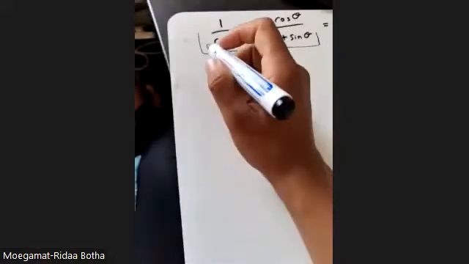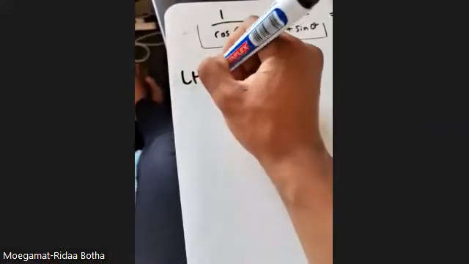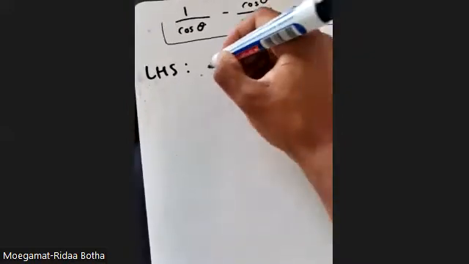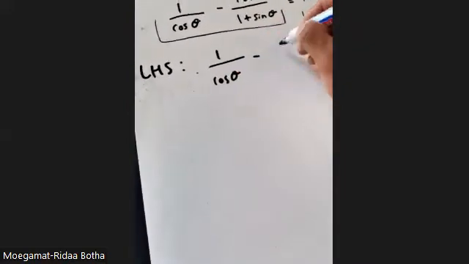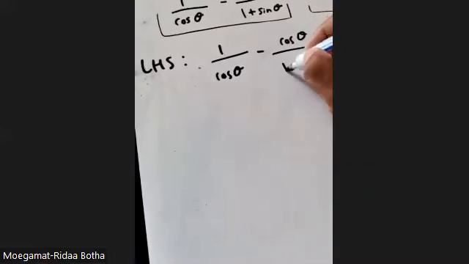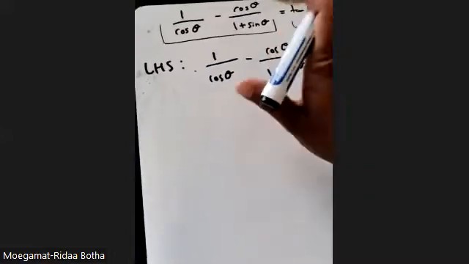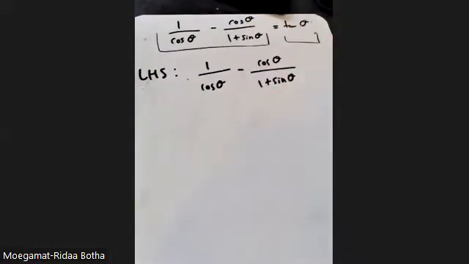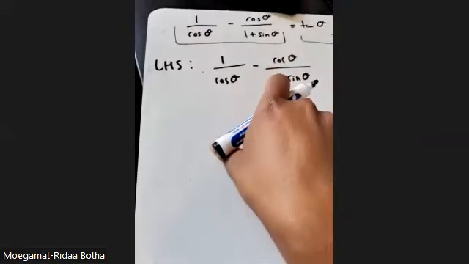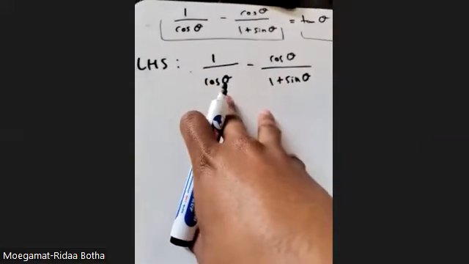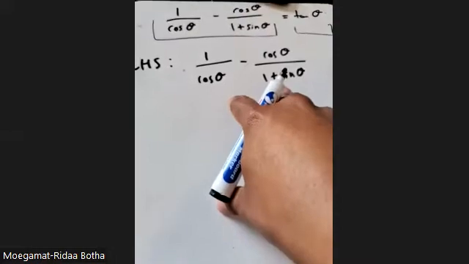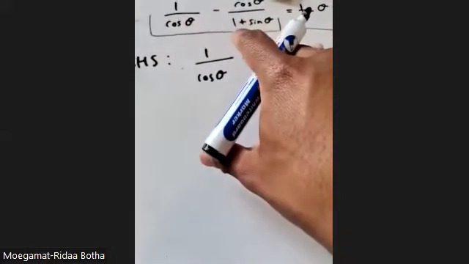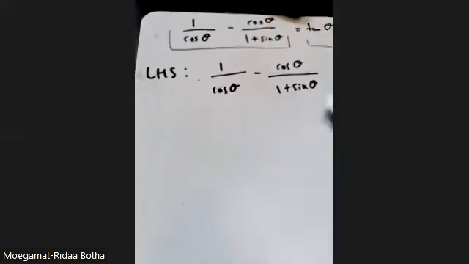Okay, so now when you do it, you put for your examiner LHS, left-hand side, colon. Then you go 1 over cos theta minus cos theta over 1 plus sine theta. So you must now basically just simplify the left-hand side. If you look at this sum, try to picture it, try to simplify it in your head, and I'll show you how.